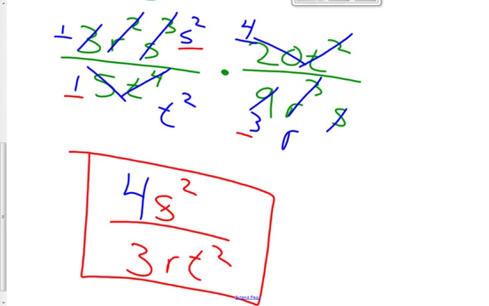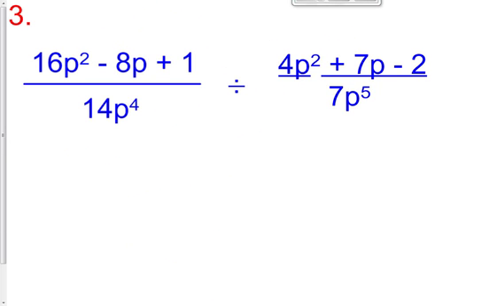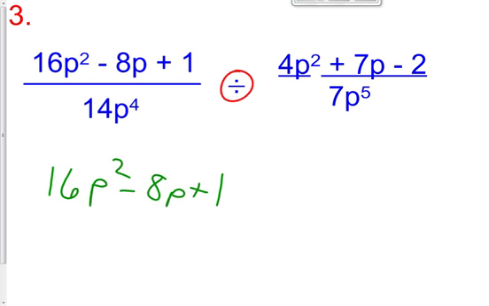Let's try number 3. Now we're dealing with some binomials and trinomials. So whenever you see this division sign, the first thing you got to do is change the fraction. So keep the first one as it is: 16p squared minus 8p plus 1. There's our trinomial divided by our monomial, 14p to the 4th. Now we're going to multiply by the reciprocal.